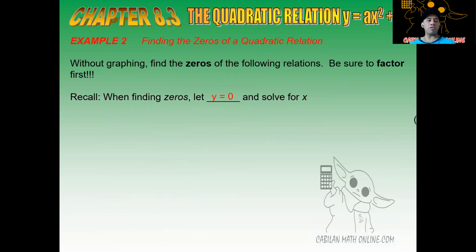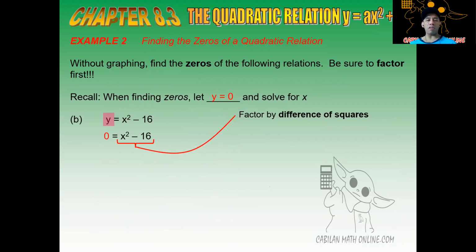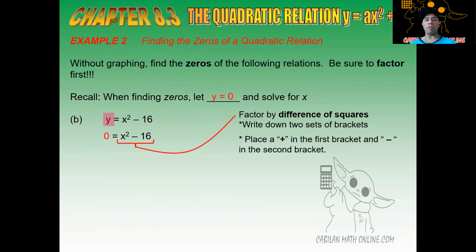All right, let's take a look at another example here. Same thing. We have x squared minus 16. Let the y equal 0. And remember this is a difference of squares. So you're going to set it up by putting two brackets, with the first one with a plus sign, and the second one with a minus sign.